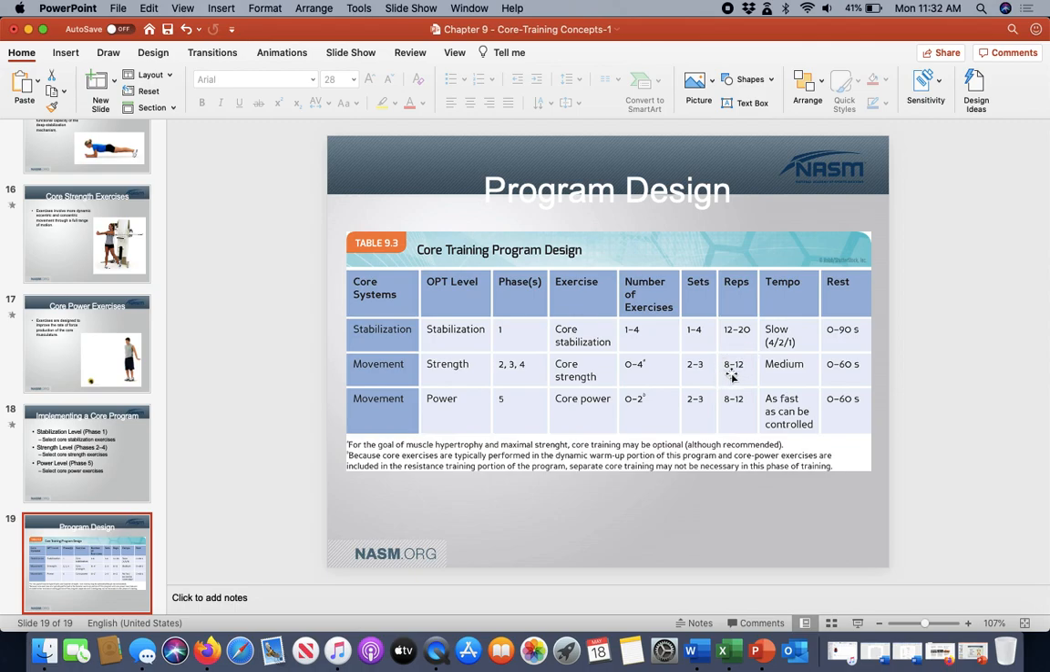Whether it's going to be higher or lower depends upon if you're adding weight. Now it says 0 to 4, and then power is 0 to 2 in terms of number of exercises. So in some sense, if you're doing stabilization stuff, you may not have to do either one of these. If you're doing maybe 2 up here, maybe do 1 and 1, or 2, 2, and 2, who knows? So it's up to you, all right?